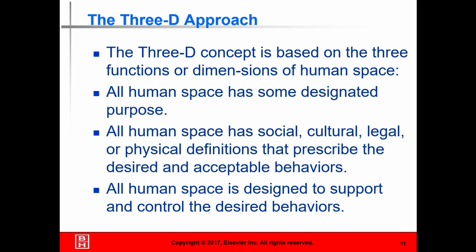Now we have the 3D approach. It must be understandable and practical for normal use. It is based on three functions or dimensions. All human space has some designated purpose. All human space has a social, cultural, legal, or physical definition that prescribes the desired acceptable behavior. All human space is designed to support and control the desired behavior. So these are the basic three things that we will always look at for everything that we do.